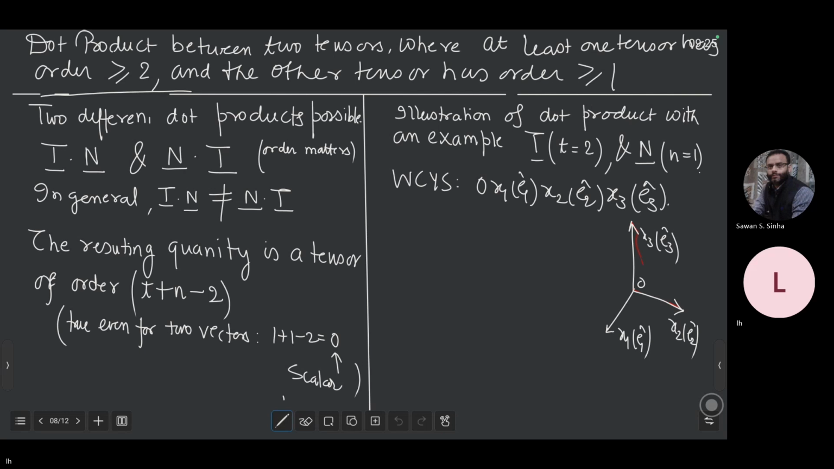Now let's talk about the dot product between two tensors where at least one of the tensors has an order more than or equal to 2 and the other tensor has an order more than or equal to 1. Basically, I am excluding the case where both the participants are vectors.